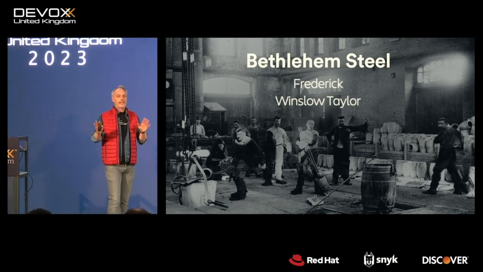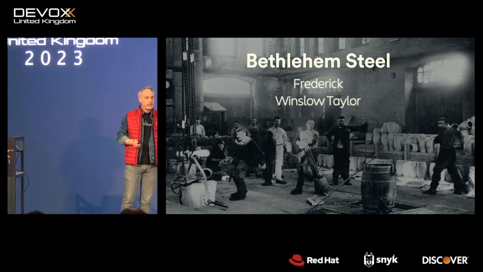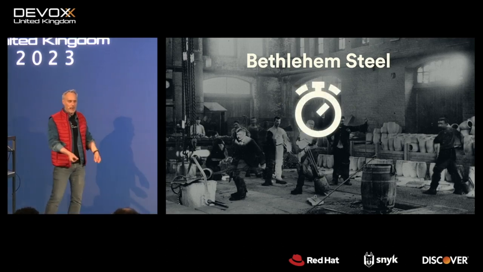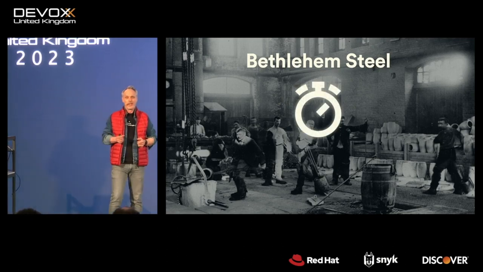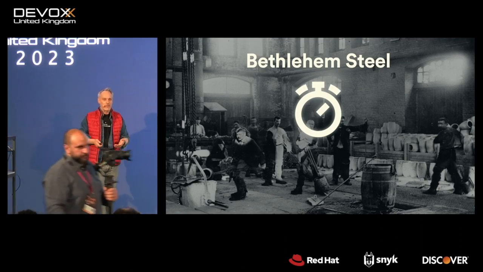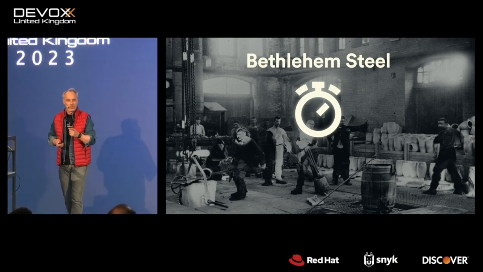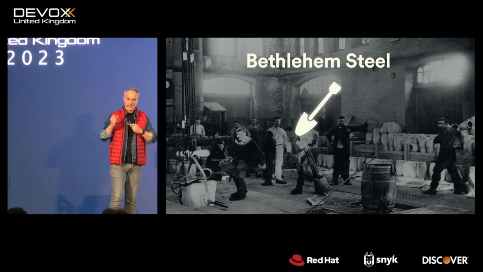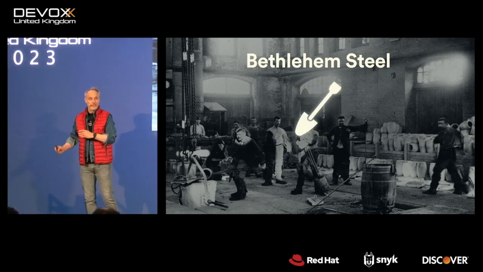What Frederick Winslow Taylor did was measure the productivity of the workers. How much time do they need to shovel coal, right? And then he found out that a lot of coal was falling down the shovel. So he made custom-made tools for them, custom-made shovels, and guess what? They could shovel more. Productivity increased.